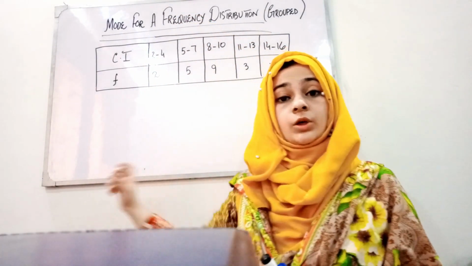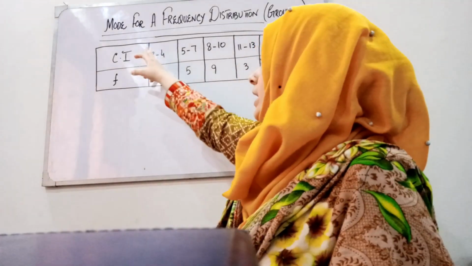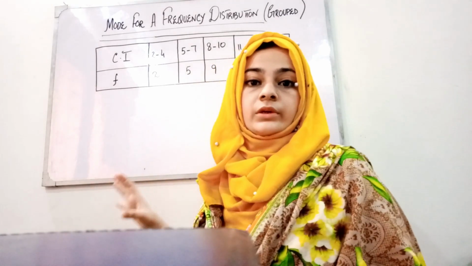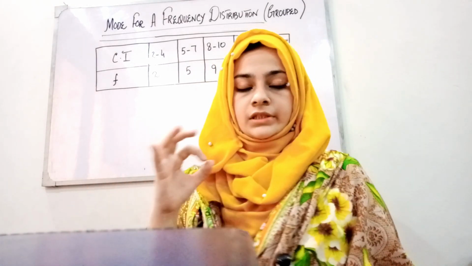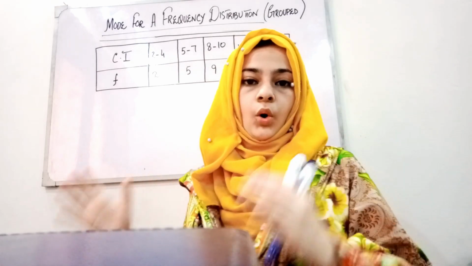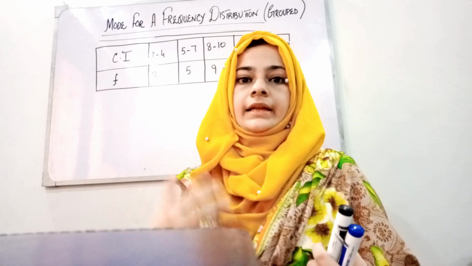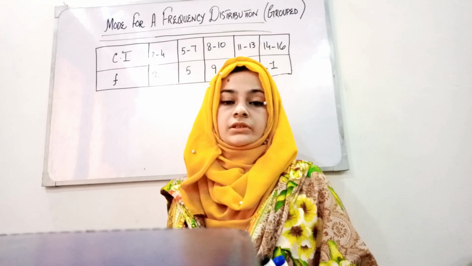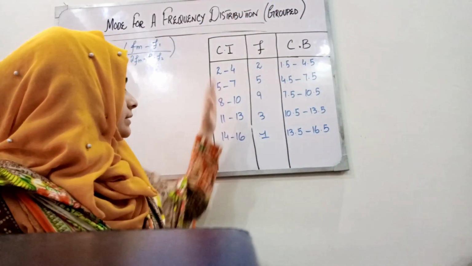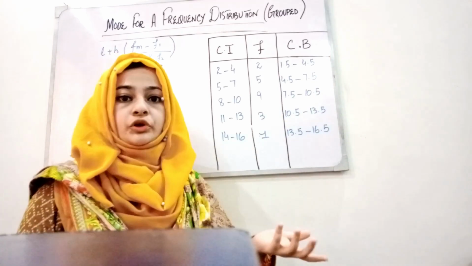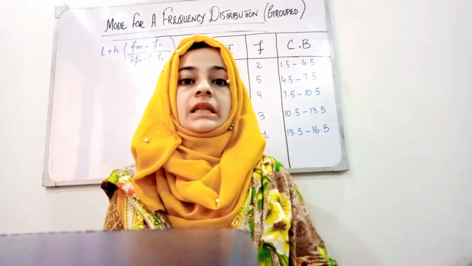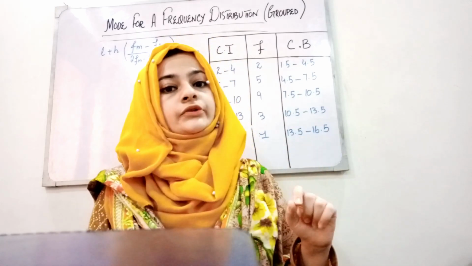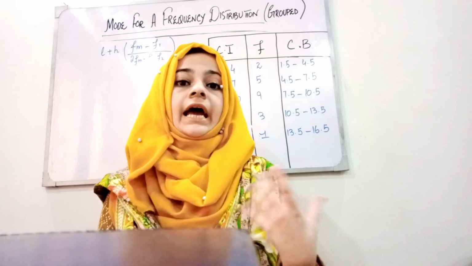So students, we have a grouped frequency distribution with class intervals, and each class interval has a specific frequency. Now we need to calculate the mode for that. First we are going to make a column for the class boundary. This is how we can construct the class boundary. I have taught you previously how to construct class boundaries. The link is in the description box, and you can also see the card above the screen, so you can watch those videos if you have any confusion.